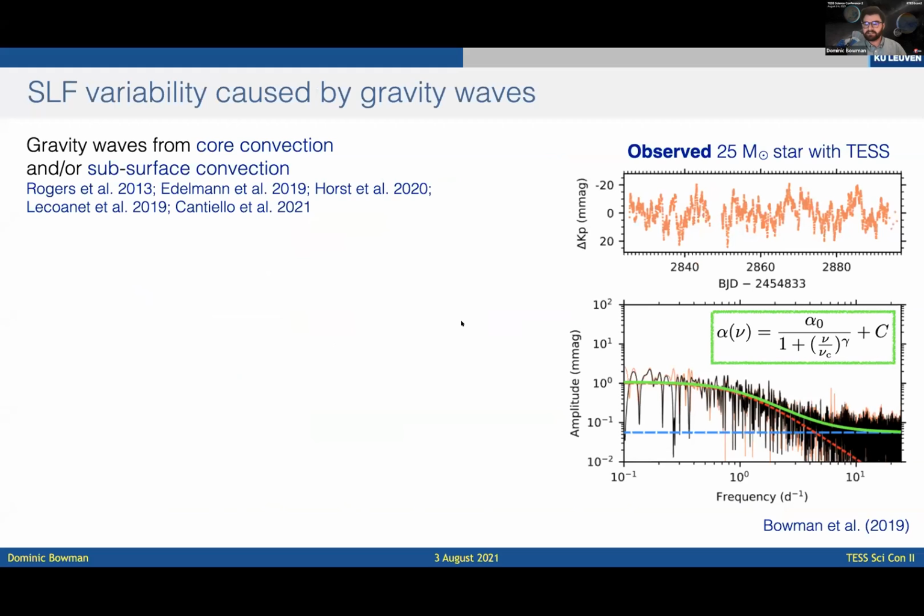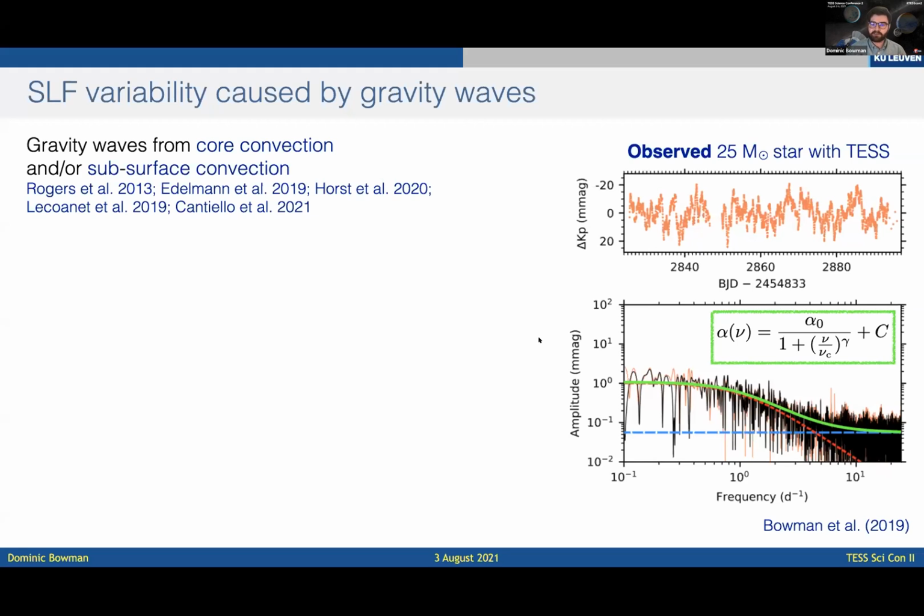Now, onto the mechanism itself. So there are a few different ones. The first that I want to talk about is the gravity waves that are excited by core convection. And the second, that I'll leave to Matteo, because he's going to talk about this on Friday, is the variability caused from the subsurface convection zone. So on the right here, again, I'm showing you an example of another TESS light curve of a massive star and the amplitude spectrum on the bottom panel here.